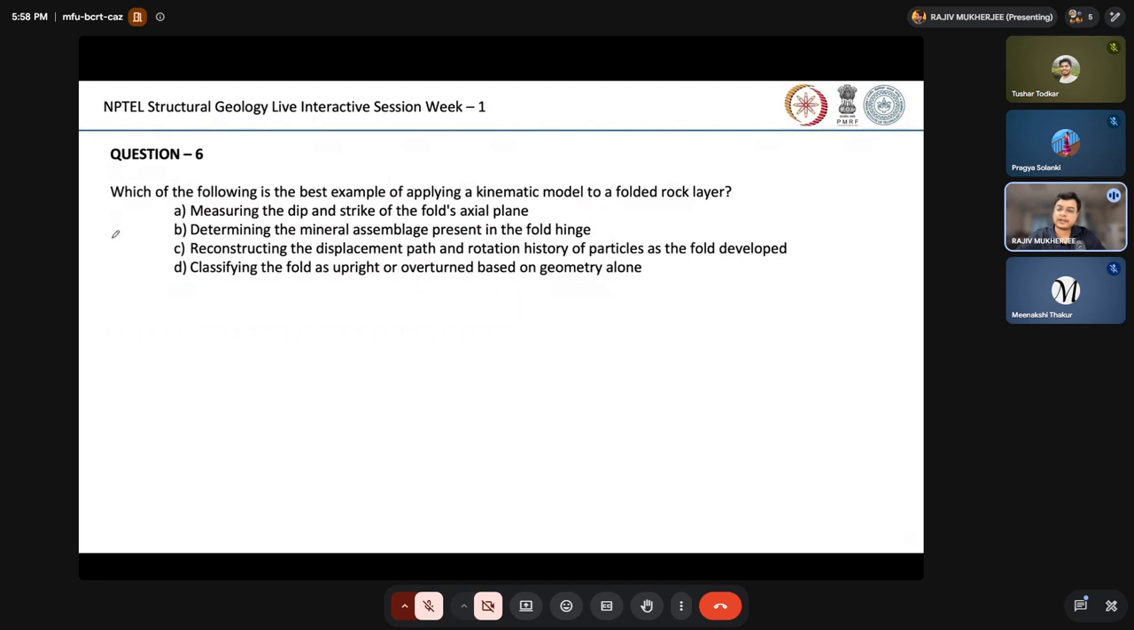And I can tell you that this also happens to be an MSQ question. That means there has to be two correct answers. Now think carefully what will be the two correct answers.